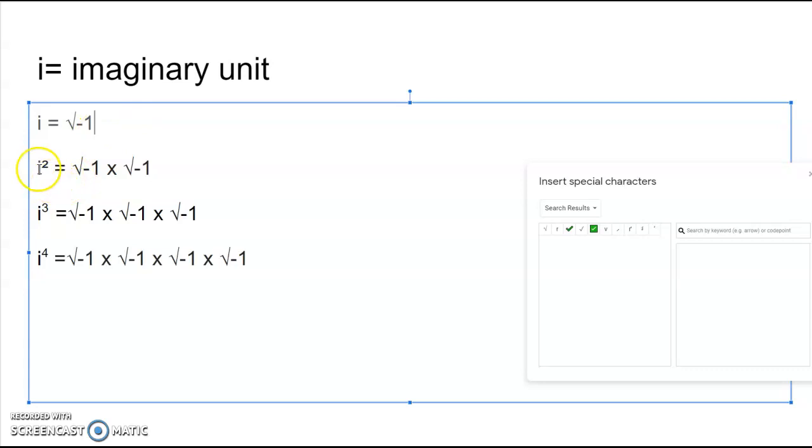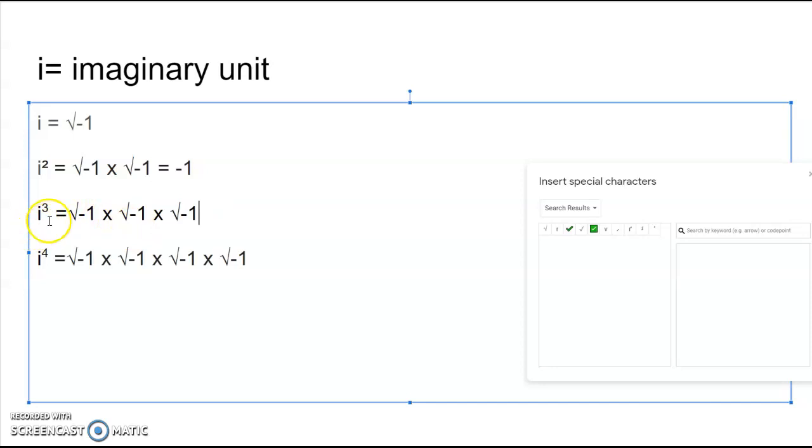And so when we square i, it's going to be rad -1 times rad -1, and that's when i squared has an actual value, which is -1. Because rad anything times the same number is going to equal the inside of the square root.